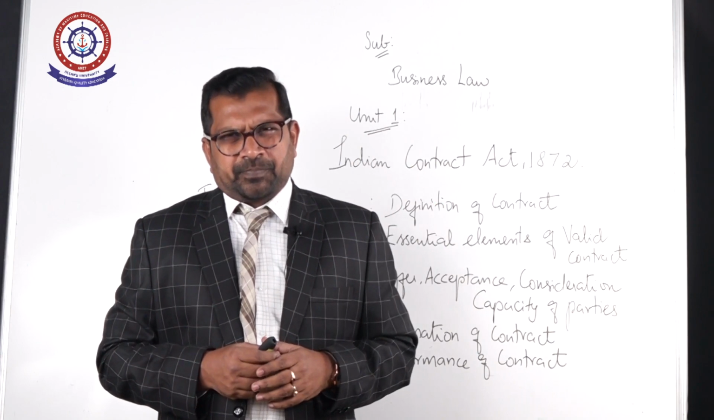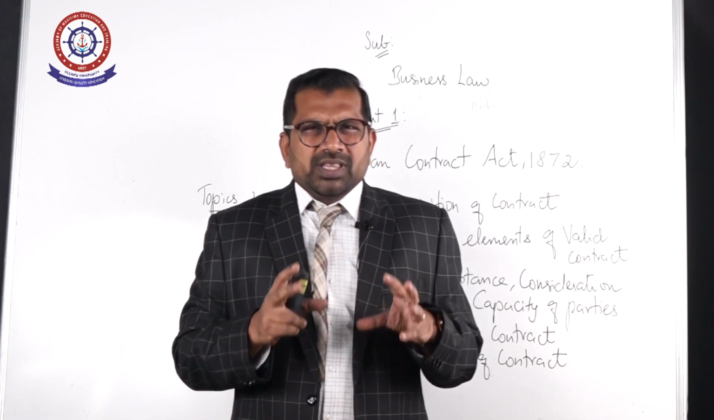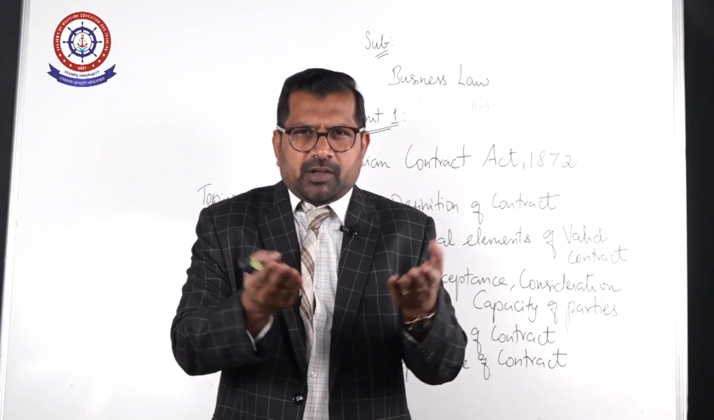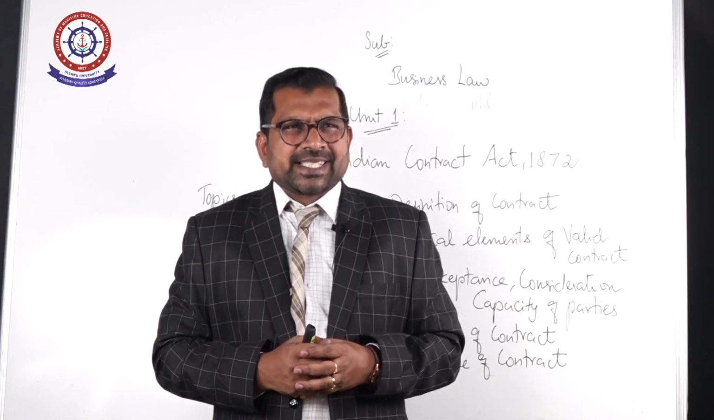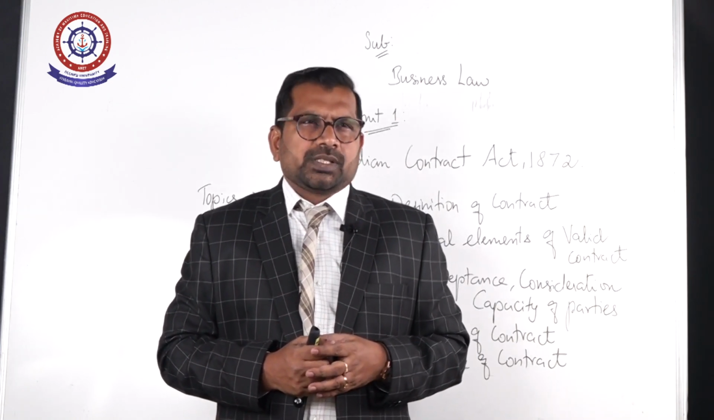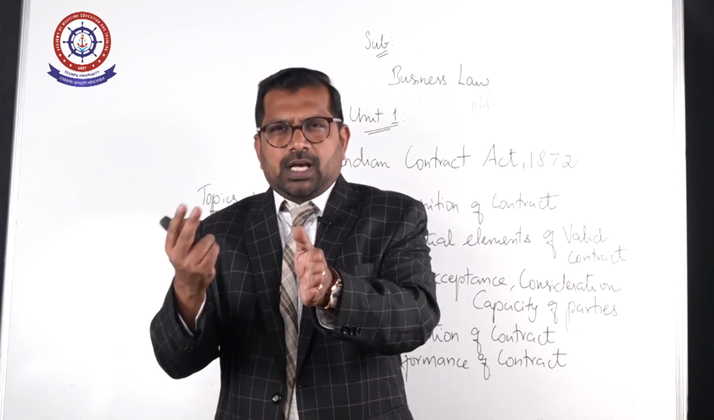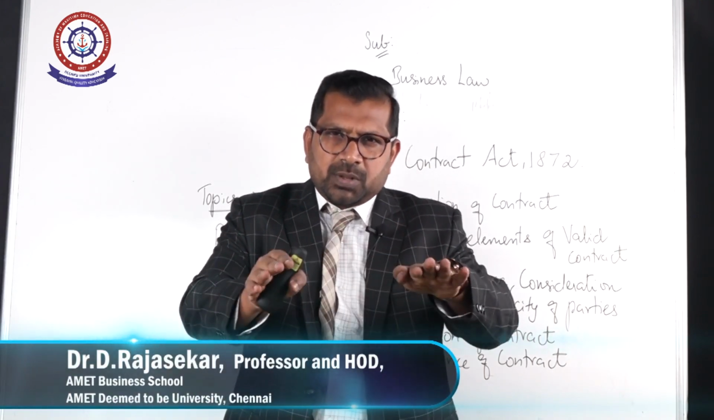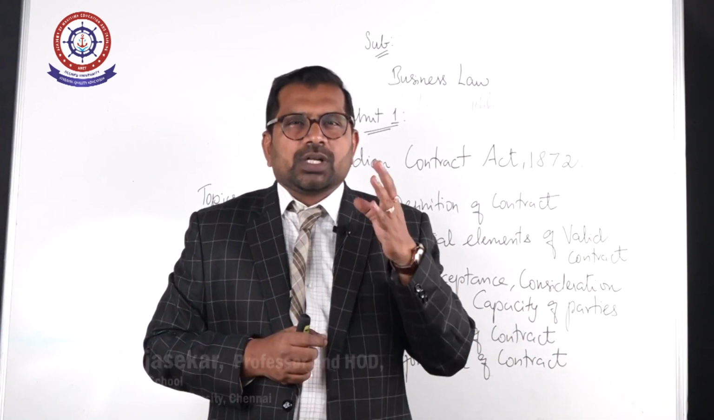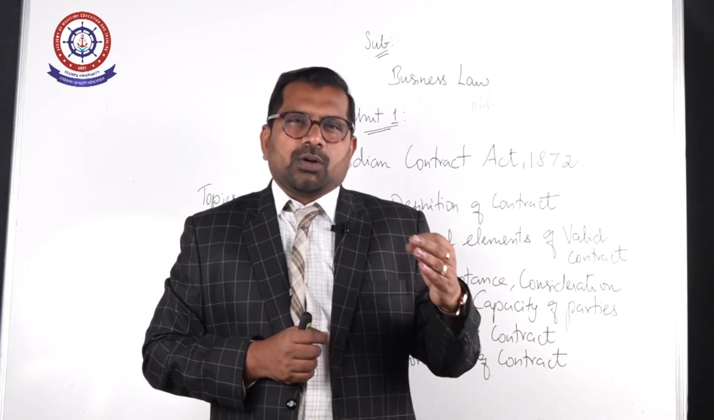According to performance, executed contract. What is the meaning of executed contract? Both the parties, offeror and acceptor, have performed their obligations; it is called an executed contract. Say P sold his car to K for rupees 5 lakh, and K also paid the price. Here one party sold the car, another party paid the price. Both the parties performed their obligation as per the contract, hence it is called an executed contract.